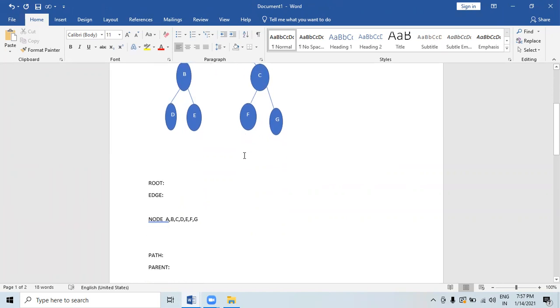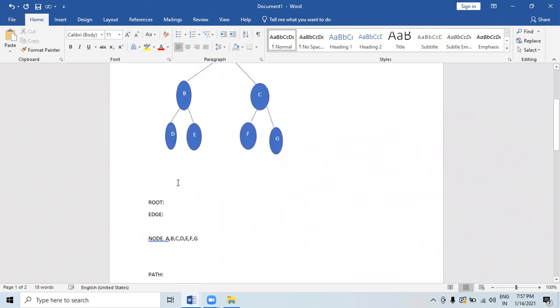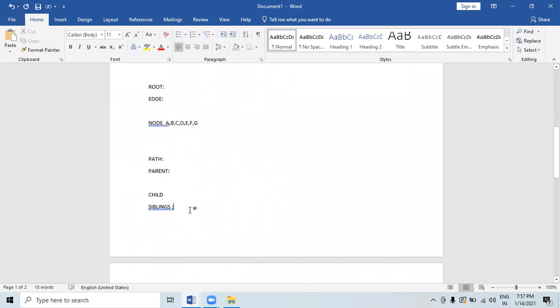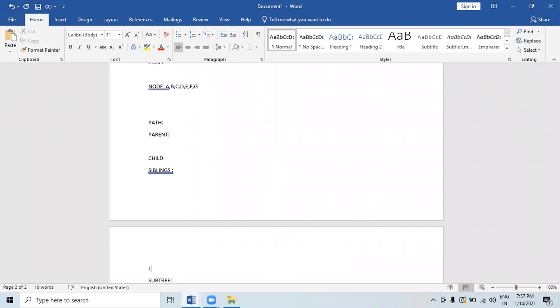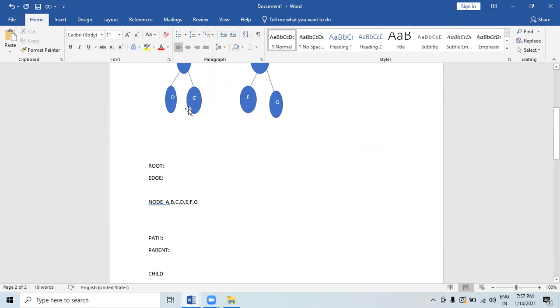Leaf node. The node which does not have any child is called a leaf node. Now see. So which will be the leaf node here? This one: D, E, F, G. This is a leaf node because it doesn't have any child. The node which does not have any child is called a leaf node.